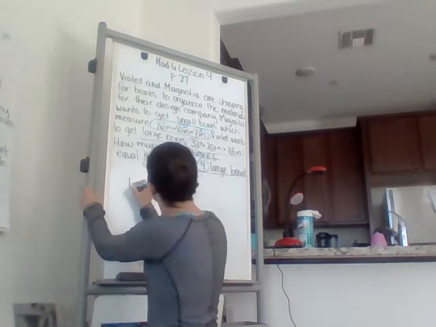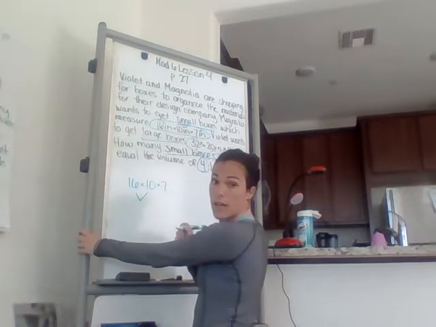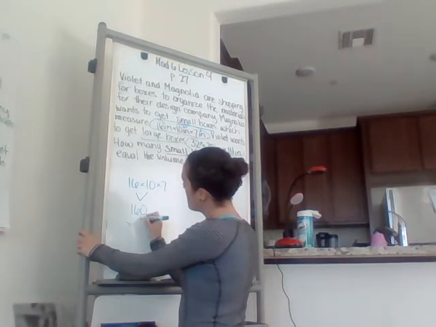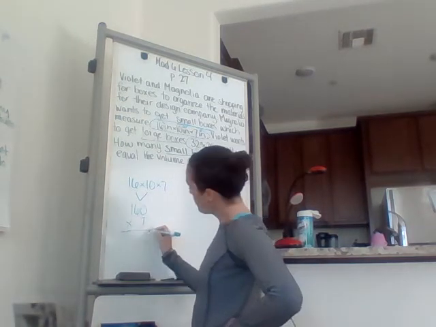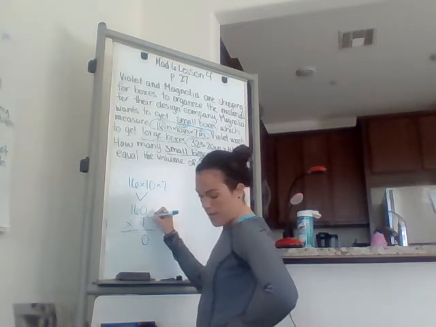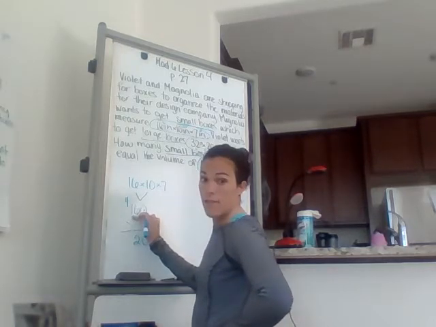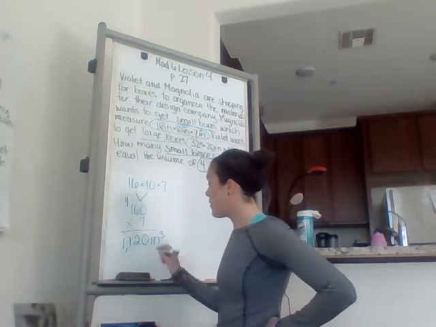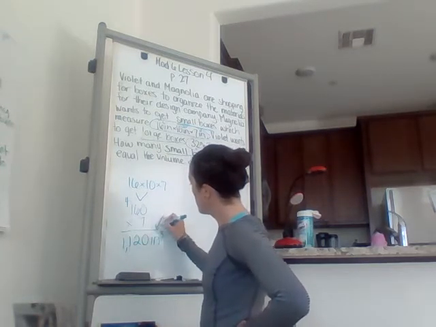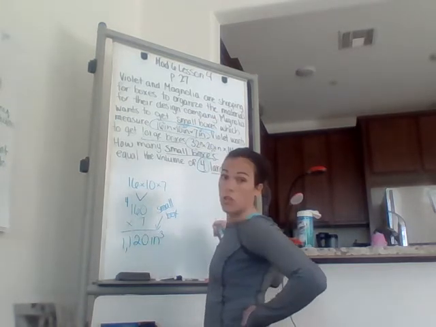So 16 times 10 times 7. I know 16 times 10 is 160, times 7. 7 times 0 is 0. 6 times 7, 42. 7 times 1, 7, plus 4, 11. 1,120 inches cubed would be our small box. This is our small box, just one of them. Now let's find our large box.